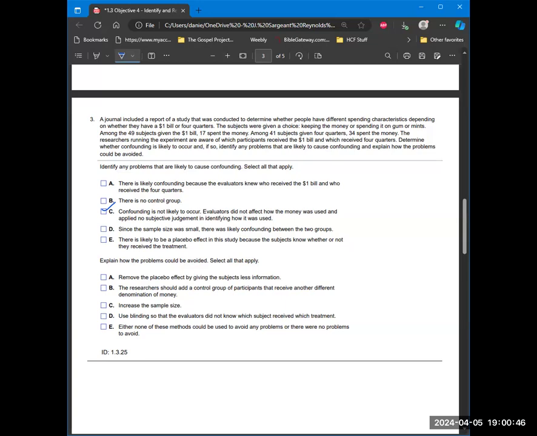There is likely a placebo effect in the study because the subjects know whether or not they're receiving treatment. No, there's no placebo in this. Everybody's getting a treatment. So there's no placebo effect here.